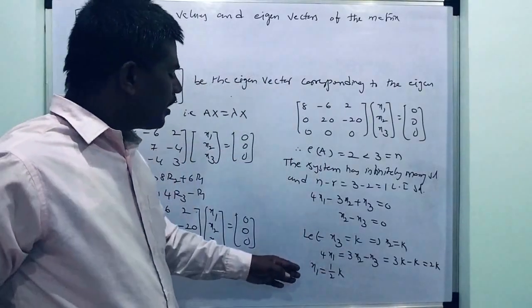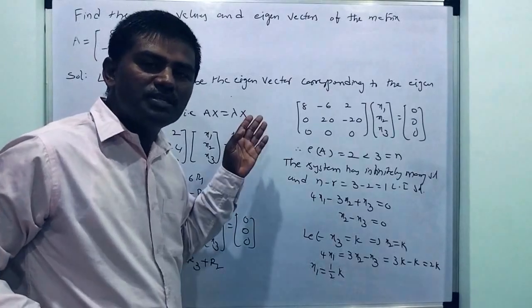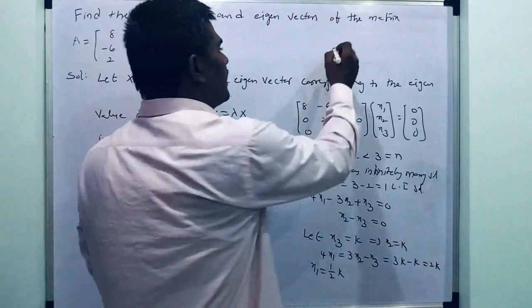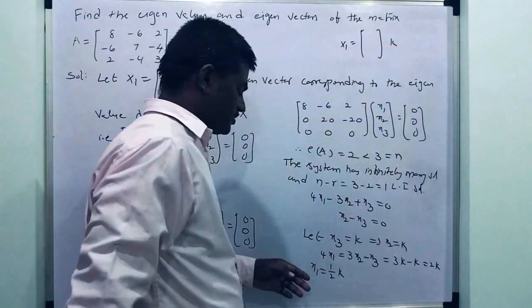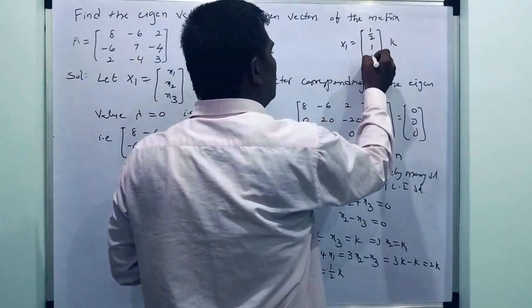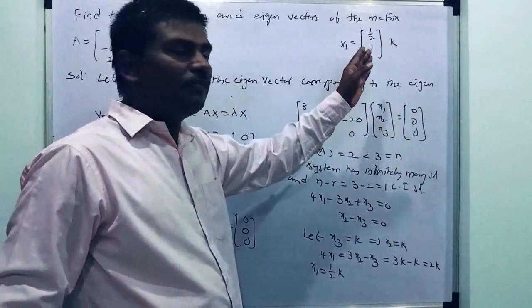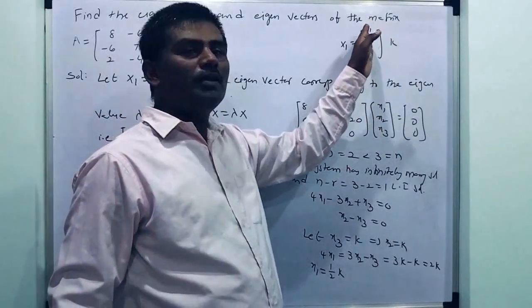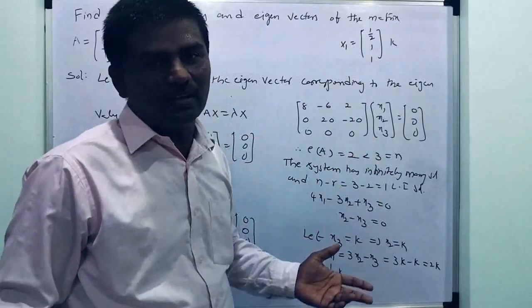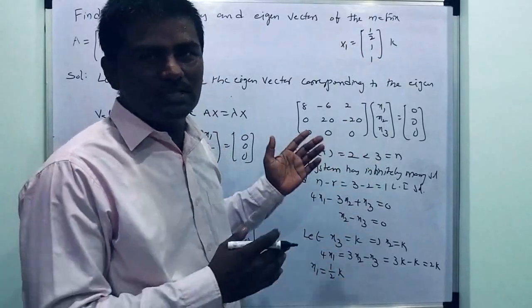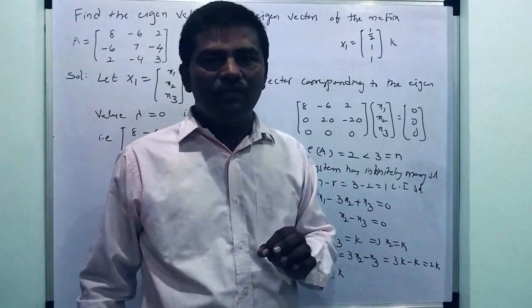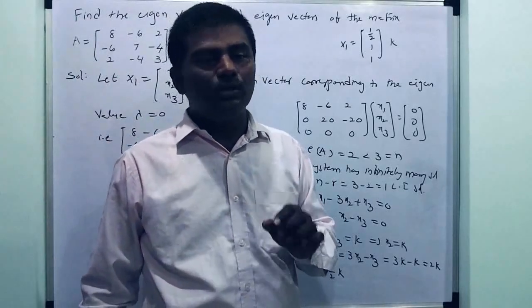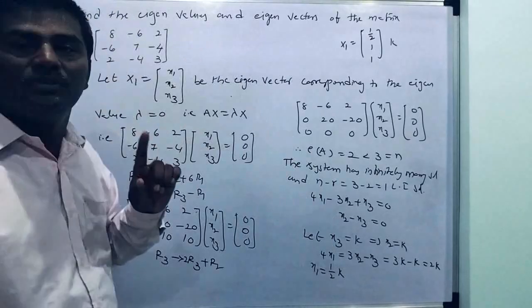So the eigenvector corresponding to the eigenvalue λ = 0 is X1 = k(1/2, 1, 1). And if you multiply with 2, then this becomes (1, 2, 2), which is the eigenvector corresponding to the eigenvalue λ = 0. Now let us find the eigenvector corresponding to the eigenvalue λ = 3.